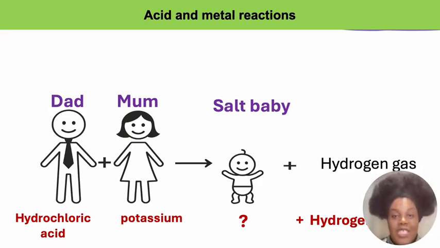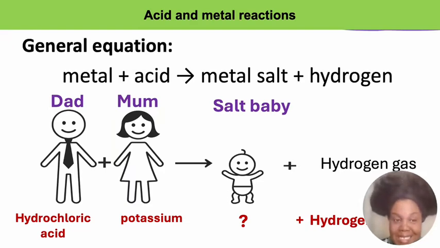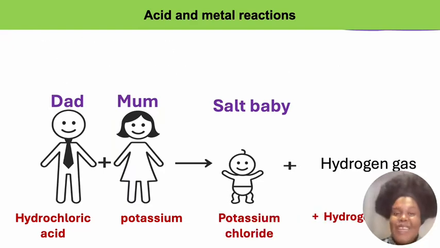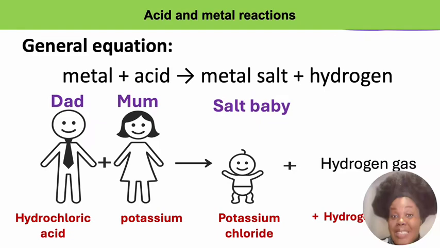So the father is hydrochloric acid. And if you remember from previously in the video, if the acid is hydrochloric acid, then the last name of the salt is, you are correct, a chloride. And remember I said that the mother gives the child her first name. So what's the name of this salt baby? If your answer is potassium chloride, you are indeed correct. Well done. And don't forget to add your hydrogen gas at the end.